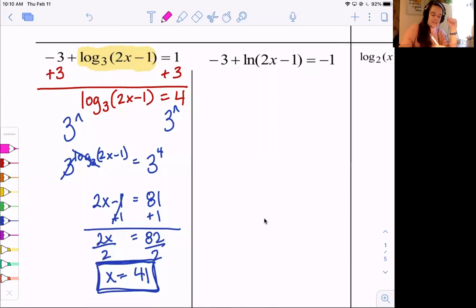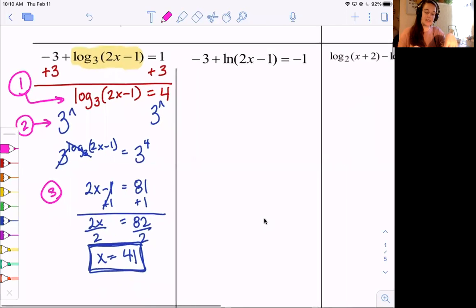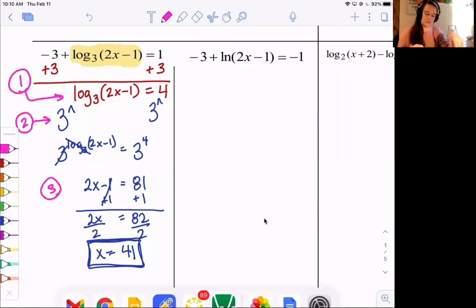So remember that first step was to get the log by itself. My second step was to raise it to that power. And then my third step was just to solve, right? So isolate, exponentiate, solve. I do want to just quickly show you how to check because it is possible to get extraneous solutions here.